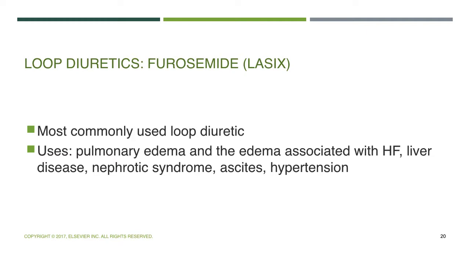Furosemide, or Lasix, is the most commonly used loop diuretic. It's used for pulmonary edema and the edema associated with heart failure, liver disease, nephrotic syndrome, ascites, and hypertension.